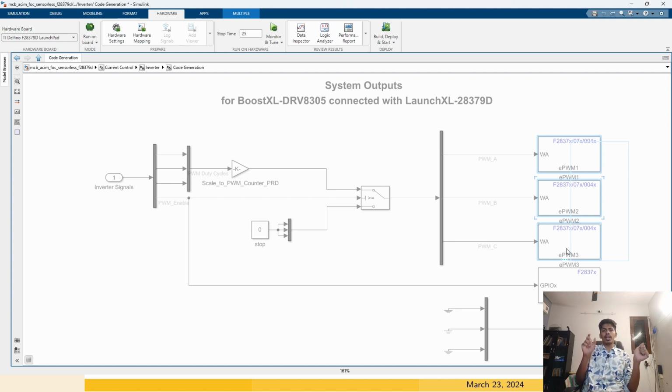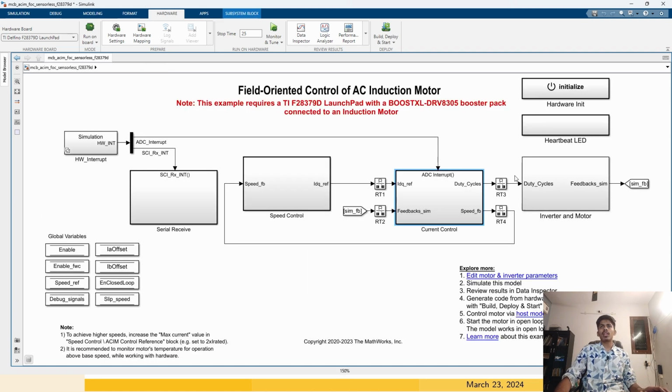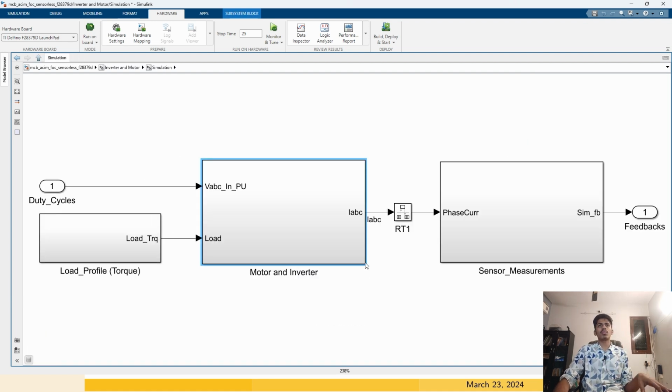In my case, I'm using an intelligent power module which has the IGBTs with gate drivers built into one module. We will give these gate pulses to the intelligent power module. Then it will produce the appropriate voltages at the motor terminal. The appropriate currents will flow. The motor will respond and we will read IA and IB. That is how the loop closes. But if you are in the simulation mode, you can see it is pretty simplistic. So the duty cycle is going to the virtual inverter and motor in the simulation mode.